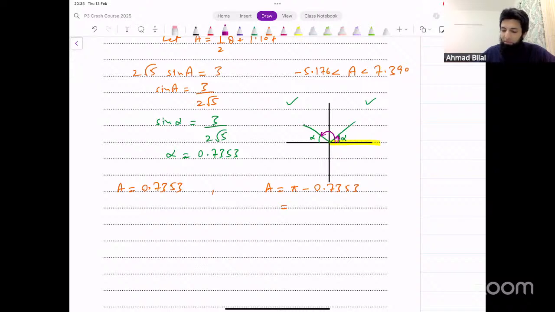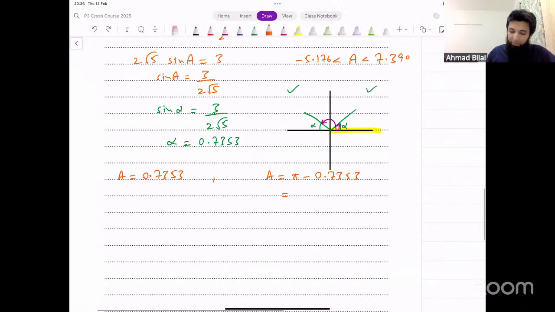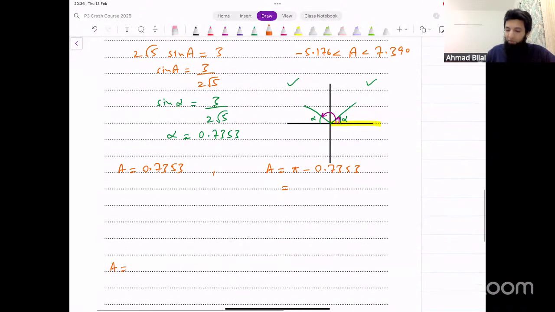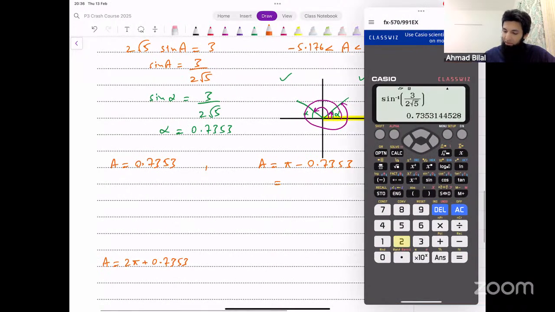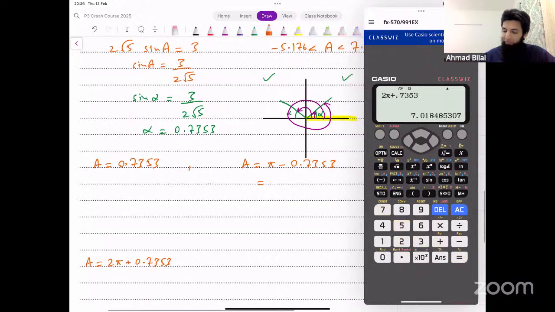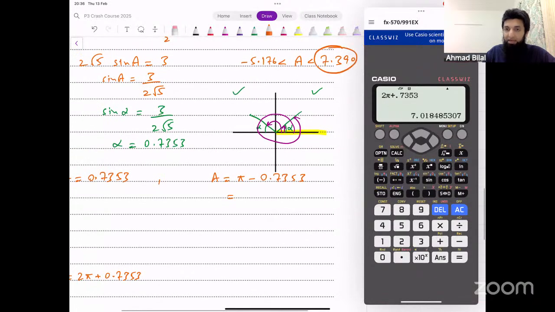So we can go one full circle and come back here to this point again. And that might fall in the interval still, so we have to check that. If we do one full circle, 2 pi, and then come back to that point again, that's going to be 2 pi plus 0.7353. Let's check if that is in the interval. 2 pi plus 0.7353 is 7.01. That's less than this. That does fall in the interval.